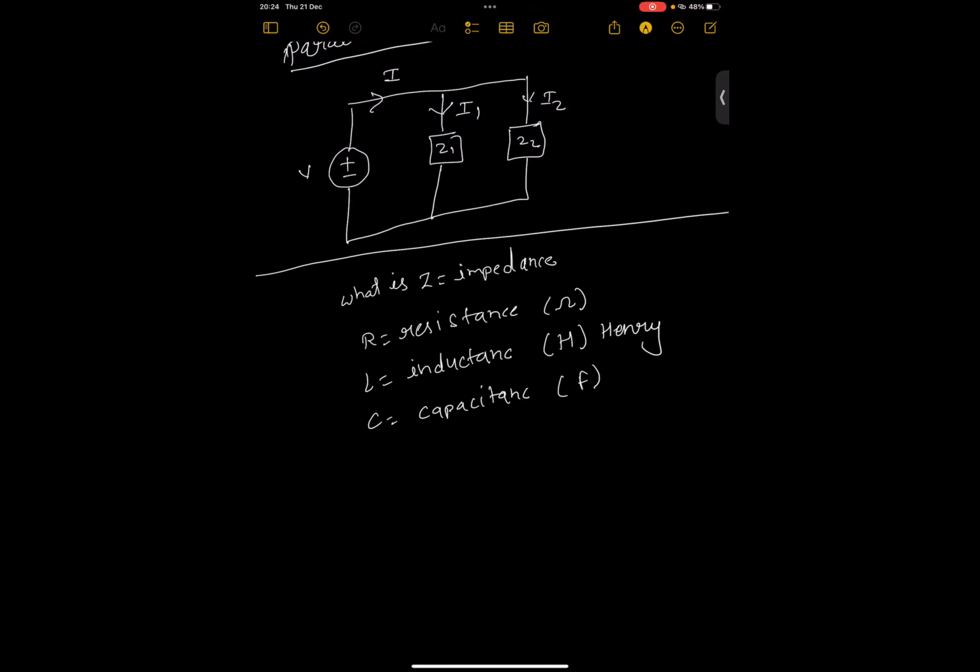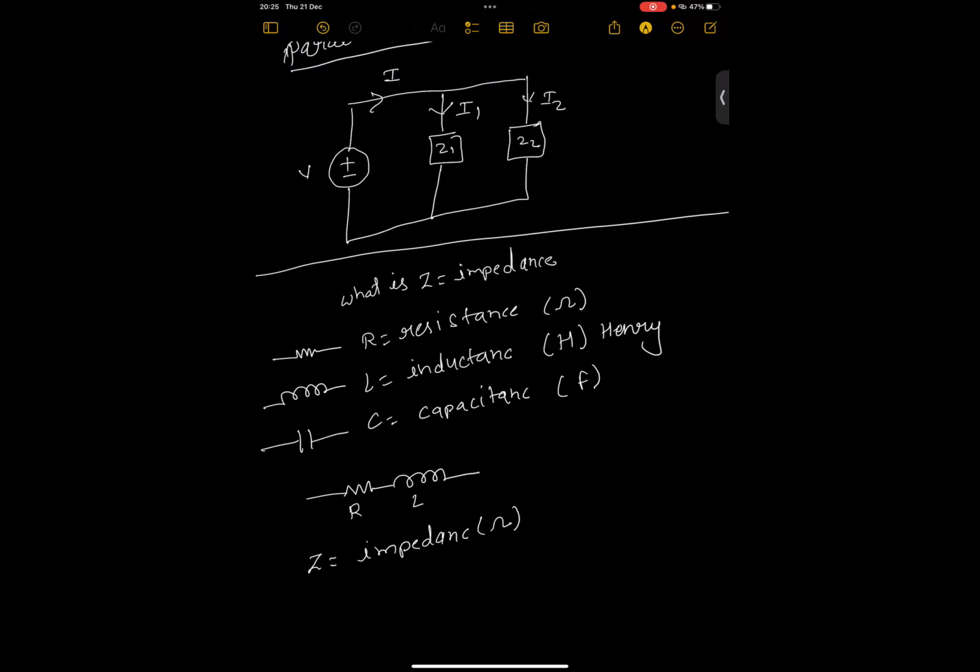Faraday is the unit. Okay. So then again, this one is the representation of resistance. This one is the representation of inductance, and this is the representation of capacitance. When we connected inductor and resistance in series, this one is R, this one is L. Then Z equal to, Z is impedance.